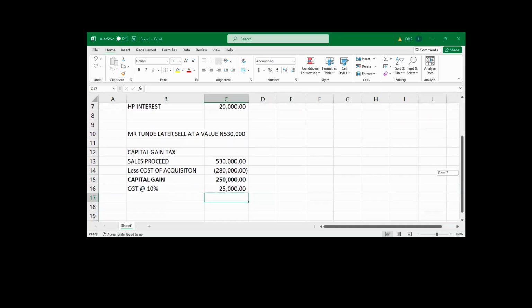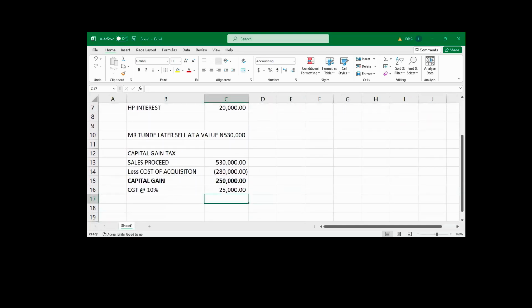So this is a clear illustration of hire purchase transaction. Let's go back to our notes. This is the case of the buyer. A buyer that buys the asset on hire purchase, he later sells the asset. How do we calculate the capital gain tax?